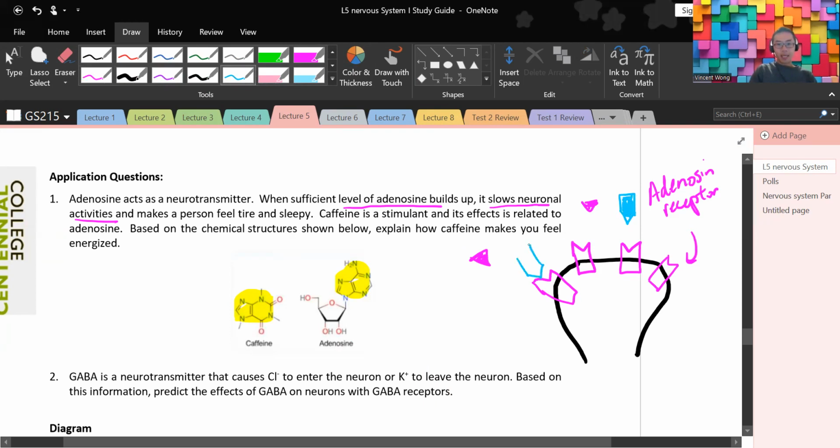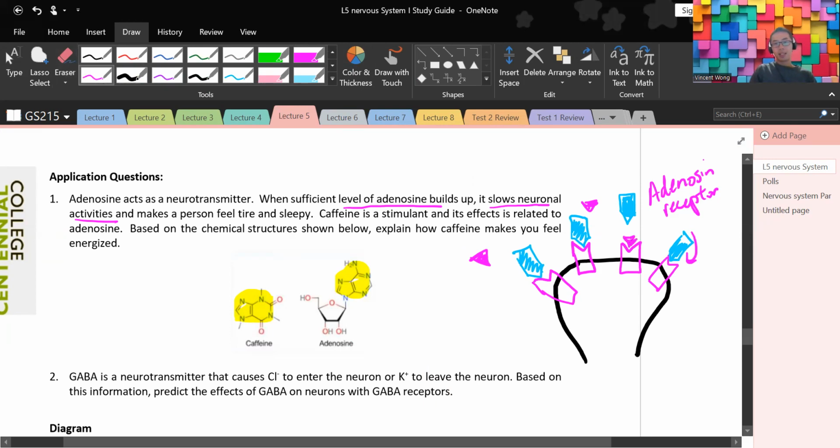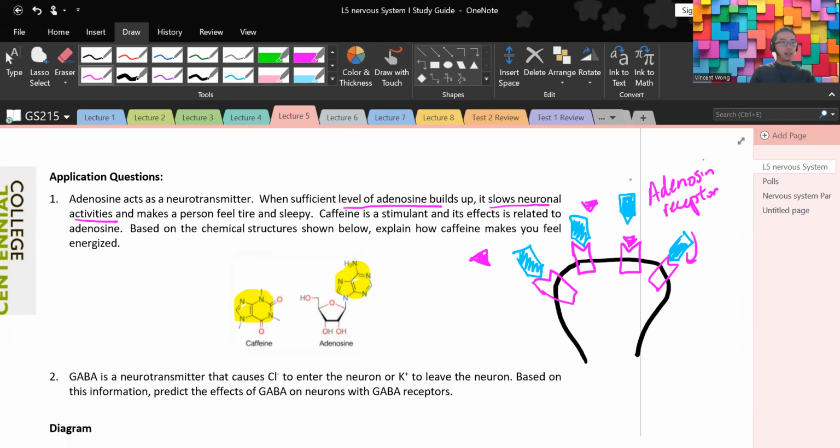So the caffeine will bind to the adenosine receptors and compete for them, right? So now you have fewer available receptors for the adenosine. So even though you might have a lot of adenosine building up, it won't be able to bind to your neuron, and therefore you're not gonna feel sleepy and tired. In a way, it's a competitive inhibitor. We could say that because it competes for the same binding slot, right, Mavis?